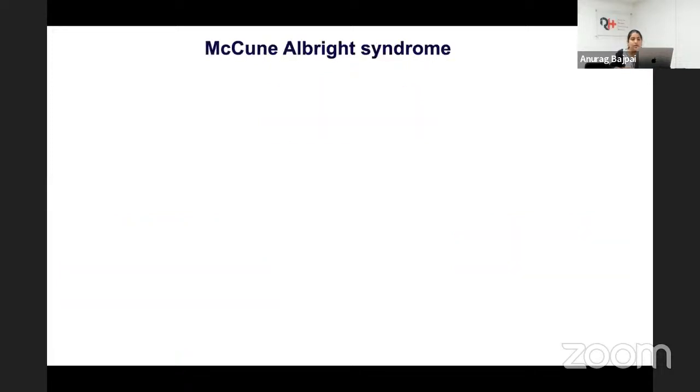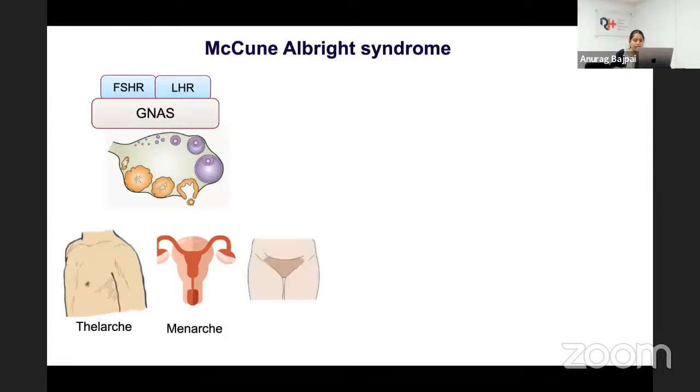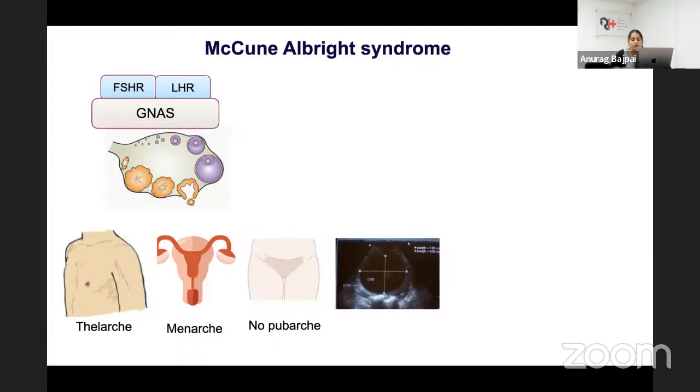Coming to the interesting cause, that is McCune-Albright syndrome, where there is an activation of the FSH and the LH receptor. They both act through the Gs pathway. Here, the patient will present with thelarche. They will have vaginal bleeding, but there will be no pubarche. And on the ultrasound, they will have a very large ovarian cyst.